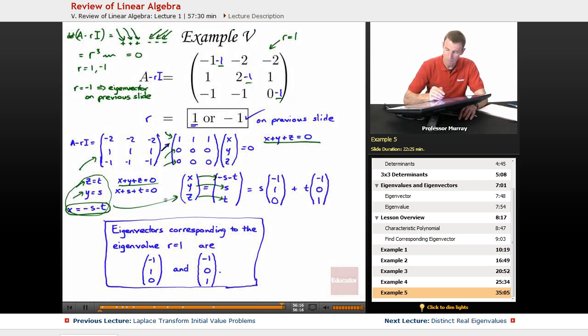Plugging those back in, I can factor out into an s vector and a t vector. I factored out the coefficients of s here and the coefficients of t here. And so those are 2 independent eigenvectors corresponding to r equals 1. Those are the 2 eigenvectors that I associate with the eigenvalue r equals 1. And so I've found all the eigenvalues and eigenvectors of this matrix.